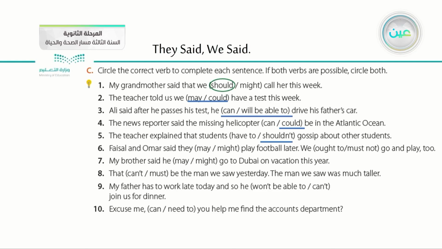Number five, the teacher explained that the student shouldn't gossip about other students. Number six, Faisal and Omar said they may or might play football later. We ought to go and play too. Number seven, my brother said he may or might go to Dubai on vacation this year. Number eight, that can't be the man we saw yesterday. The man we saw was much taller. Number nine, my father has to work late today, and so he won't be able or can't join us for dinner. Number 10, excuse me, can you help me find the accounts department?